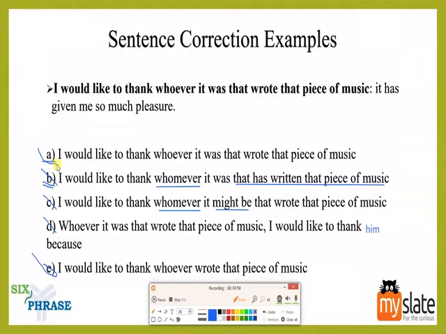The answer is A. No replacement is needed. Right? I would like to thank whoever it was that wrote that piece of music. It has given me so much pleasure. It has literally no error in it. Okay? Grammatically, that sentence is perfectly right. So now let's look at the next question.